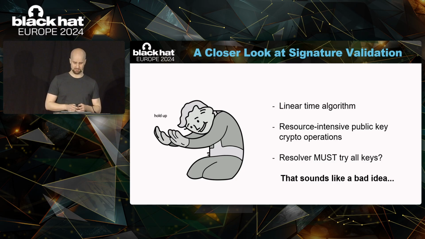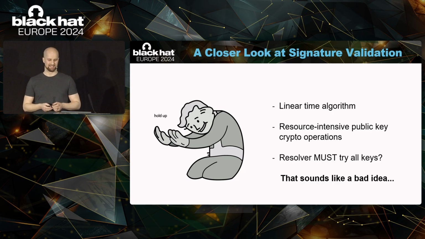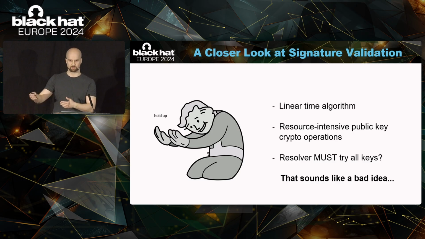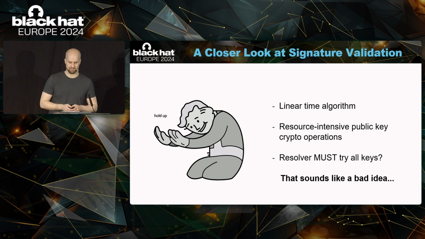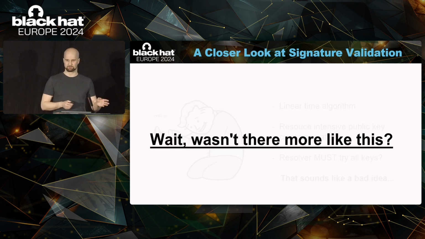But it's a little strange, right? We have a linear time algorithm over resource-intensive public key cryptography operations, and a resolver really must try all keys. I mean, this MUST, capital MUST, is RFC lingo for either you do it or you don't abide by specification requirements. Sounds a little like a bad idea, right? But there was more.